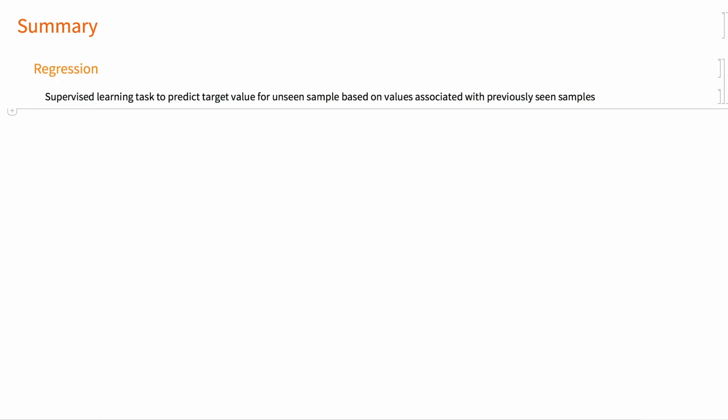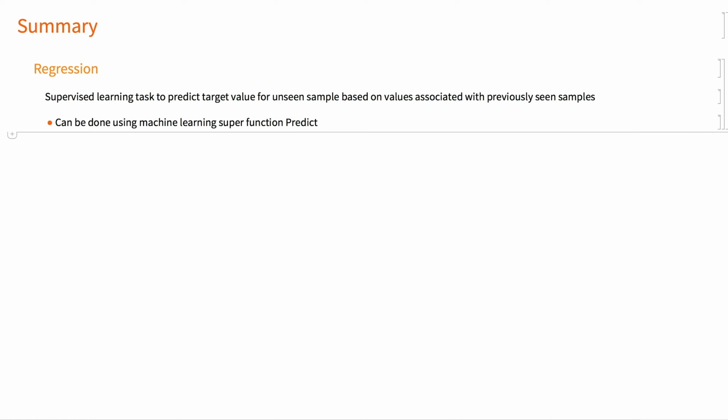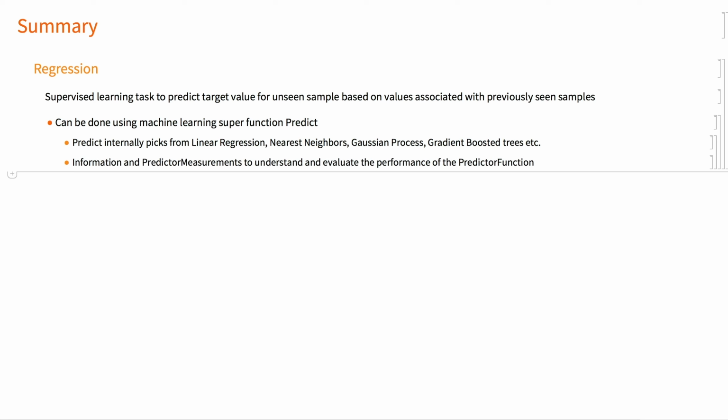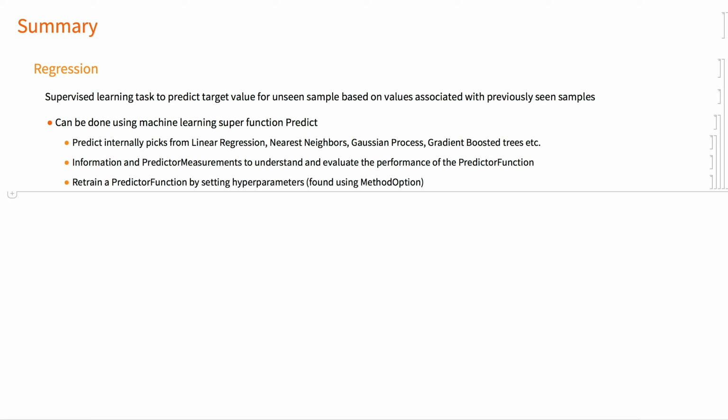So in summary, we looked at some predictive modeling techniques for regression tasks to predict target value for unseen samples based on values of previously seen samples. We looked at the machine learning superfunction Predict and some of the algorithms it can use internally. We also looked at evaluating the performance of the predictor function and retraining the function after setting model hyperparameters.